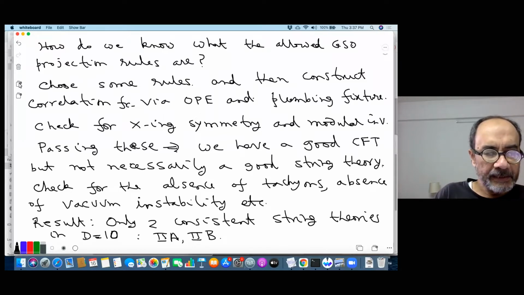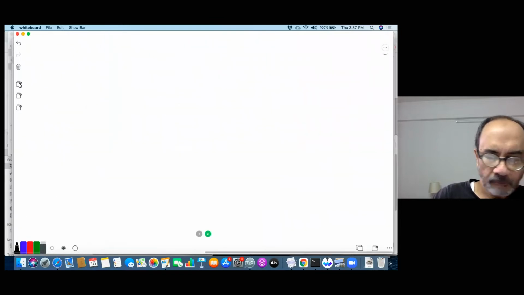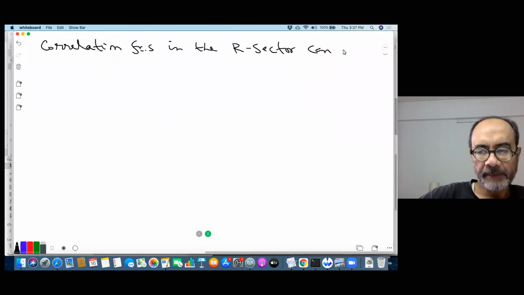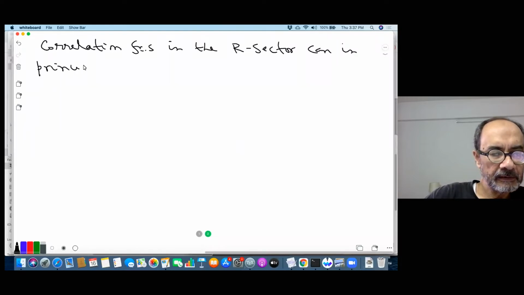Now, yesterday I introduced the Ramond sector, but I didn't discuss very much how to calculate the correlation function in the Ramond sector. Let me just do that right now. So correlation functions in the Ramond sector can, in principle, be found using the bosonization rules.